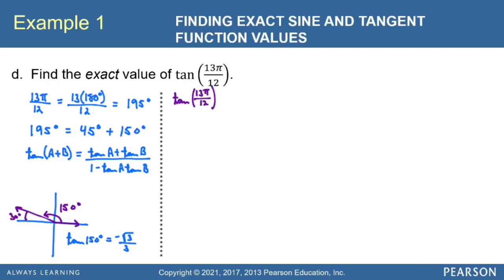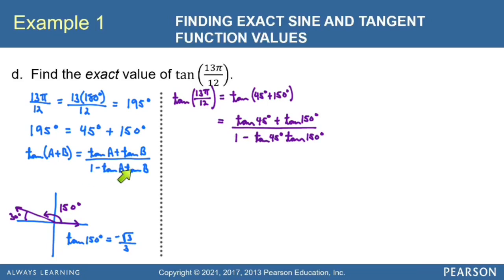Now to plug into our formula, we know that we've broken down 13 pi over 12 into 45 degrees plus 150 degrees. So in our formula, that's going to be tangent of 45 degrees plus tangent of 150 degrees all over 1 minus tangent of 45 degrees times tangent of 150 degrees. And now let's plug in our known values. The tangent of 45 degrees is 1. And then we have our plus sign. And the tangent of 150 degrees is negative square root of 3 over 3.